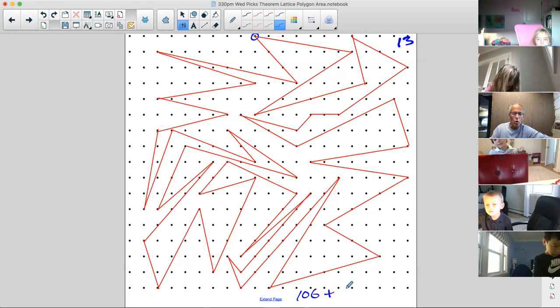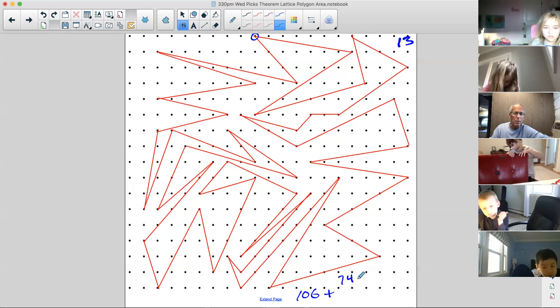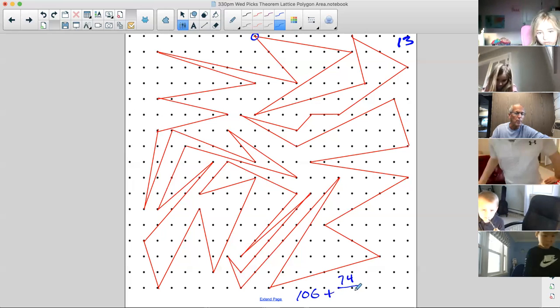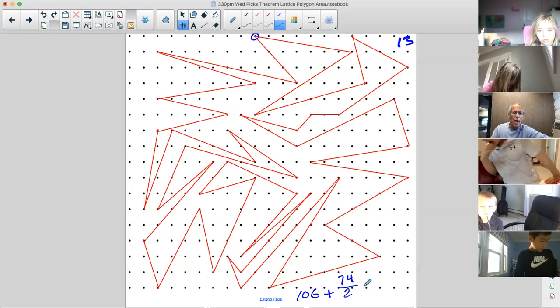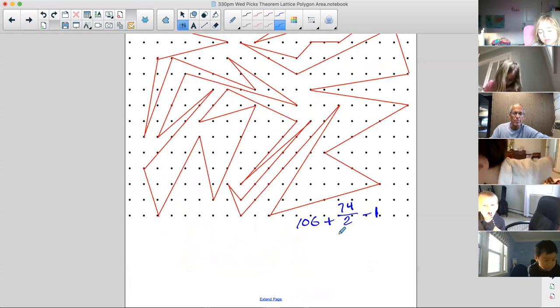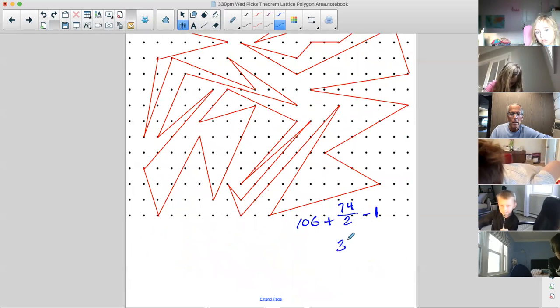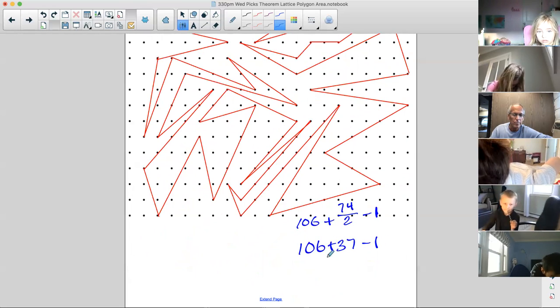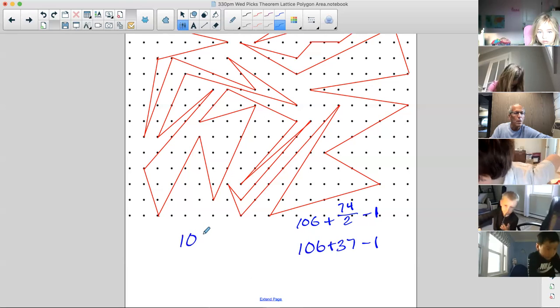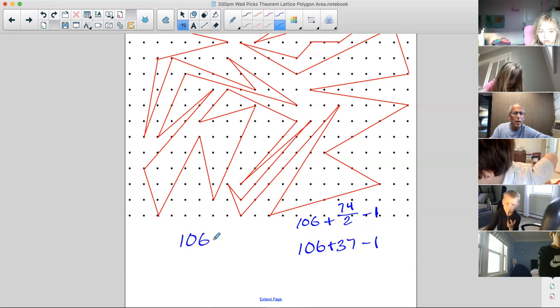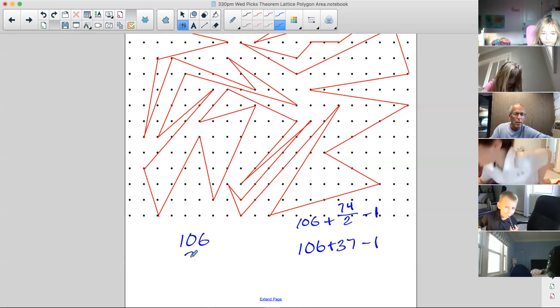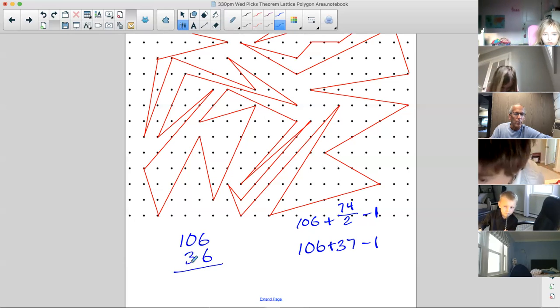And Roman, have you completed your area? Because that was your job, to complete your area. Have you done that? Yes, I did. And what did you get for your area? Who wants to share their picture and what they got for their area?